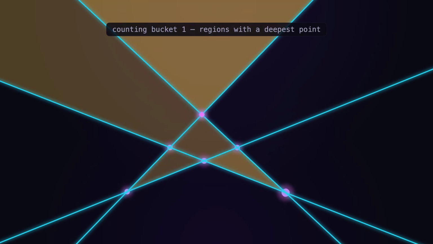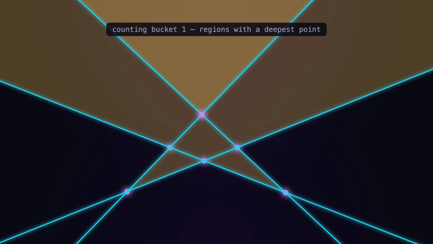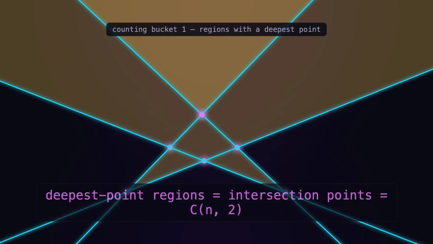Each one pins down exactly one region, and every deepest point sits on one of them. That's a 1-to-1 correspondence. If you can't count the things, count their partners. And intersection points are easy. With n lines, that's n choose 2.